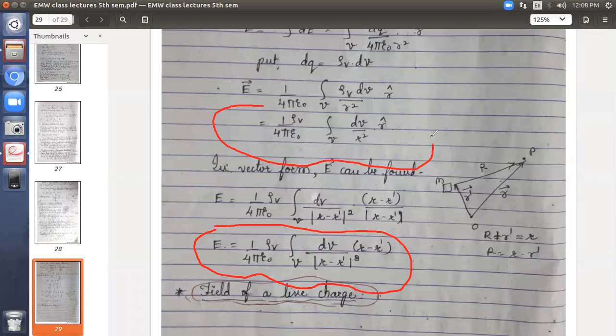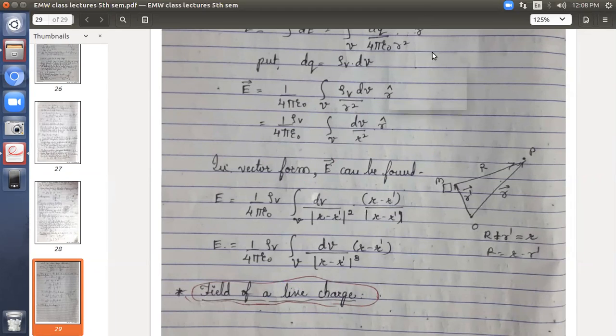However, this is the equation we got finally. If you want, you can present it in vector form as well. This is the concept we completed today: continuous charge distribution, then line charge, surface charge and volume charge densities, and then the derivation of the field E for volume charge distribution. Any doubts till now? Whatever we have completed today, please ask me if you have any doubts. Any doubts?